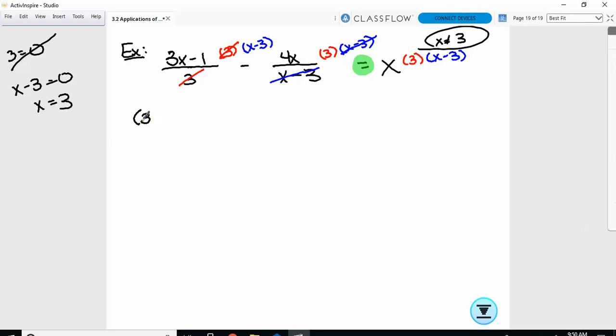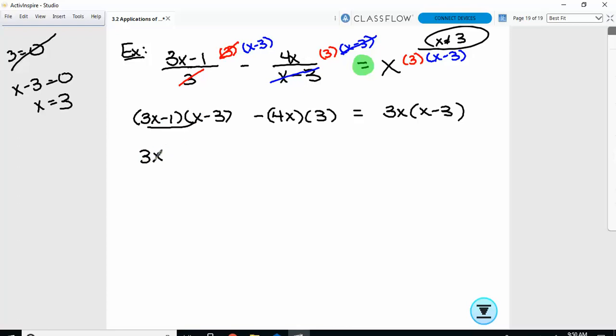So what we have at this point is 3x minus 1 times the x minus 3, and minus 4x times 3. And over here, x times 3 is 3x times the x minus 3. So if I start distributing, we get 3x squared minus 9x minus 1x, so minus 10x plus 3 minus 12x equals 3x squared minus 9x.